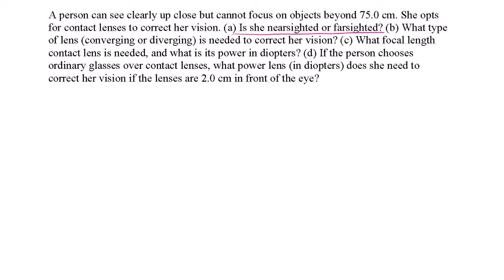So to answer this question, let's recall what is nearsightedness. In nearsightedness, the eye can focus only on nearby objects. The far point is not infinity, but some shorter distance. In farsightedness, the eye cannot focus on nearby objects, although distant objects are usually seen clearly. So, by definition, our person is a nearsighted person. So the answer to the first question, A, would be nearsighted.